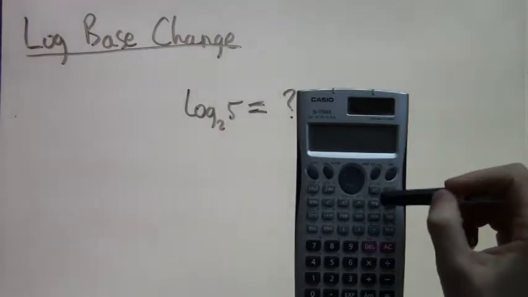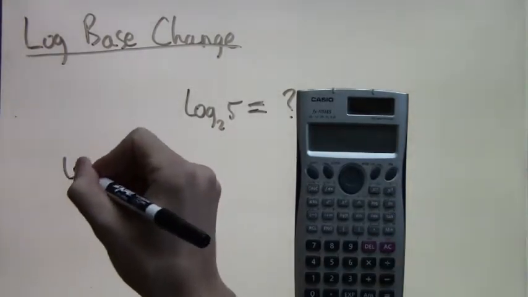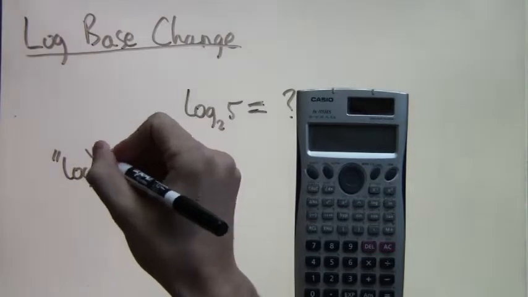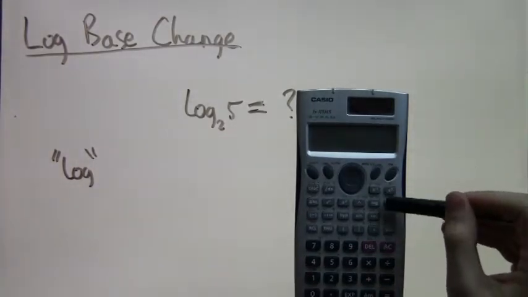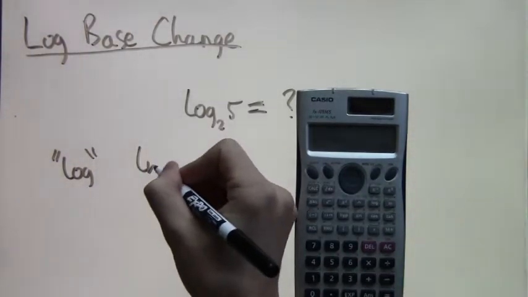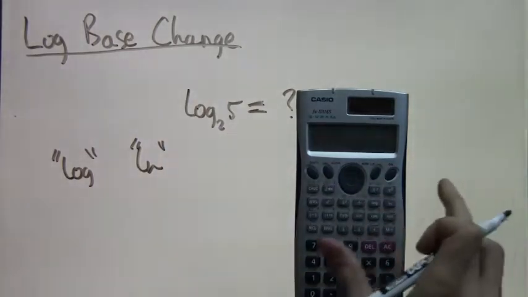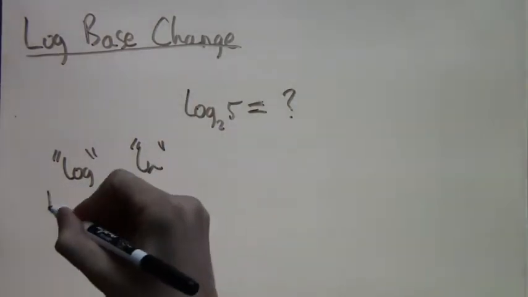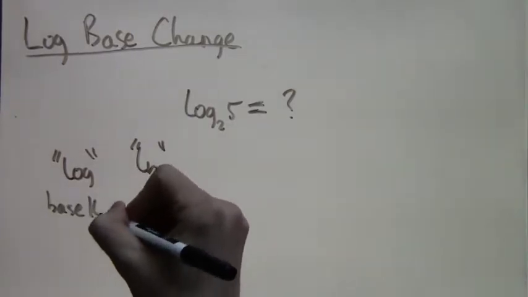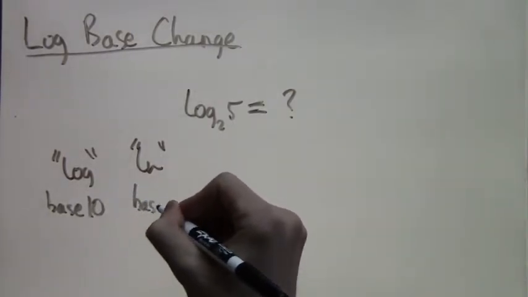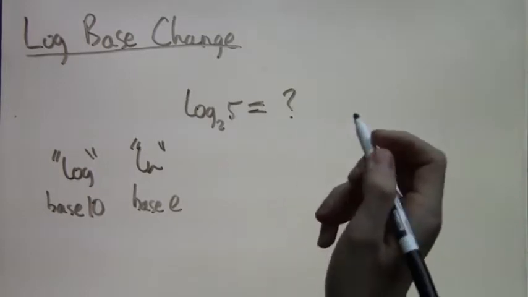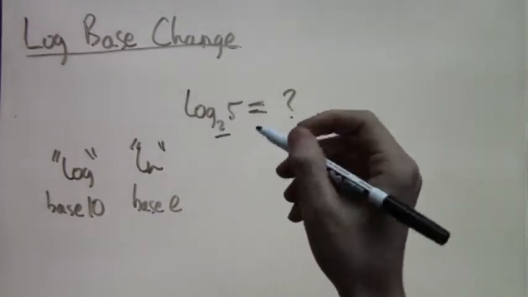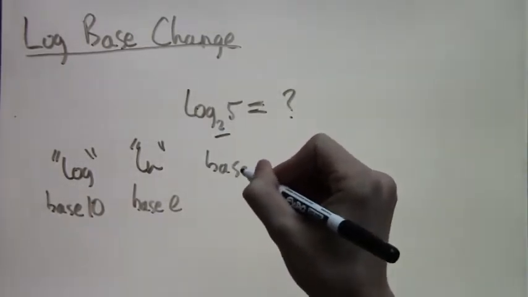There's a button for log, L-O-G, and there's a button for natural log, ln. One of these is base 10, the other is base e. There's no base 2 log. So what if you want to get an answer, some decimal, for log base 2 of 5? This is where the log base change formula comes into play.